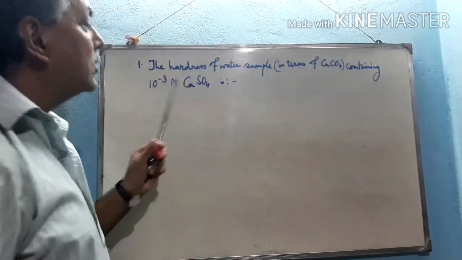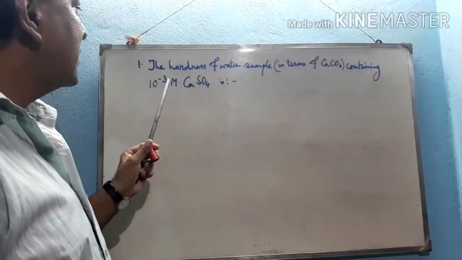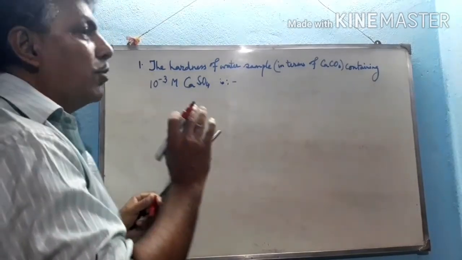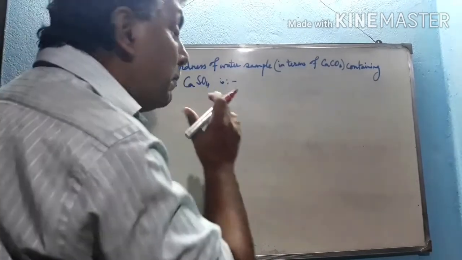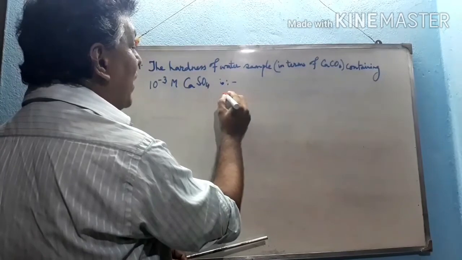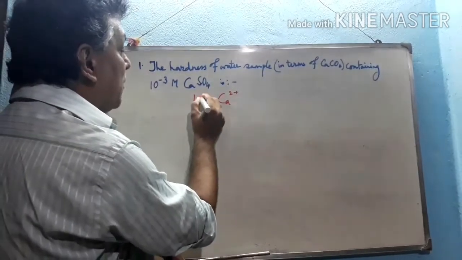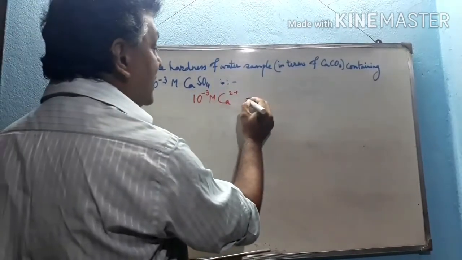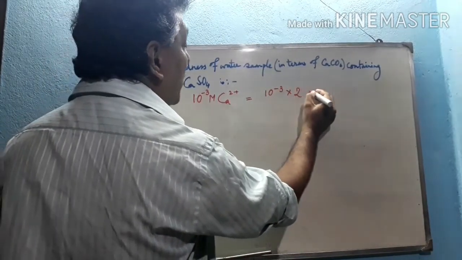Number one: the hardness of a water sample, in terms of calcium carbonate, containing 10 to the power minus 3 mole of calcium sulfate. We have to find the hardness of that water sample in ppm, parts per million. We know that in calcium sulfate the Ca2+ ion is present. So 10 to the power minus 3 molar calcium sulfate means 10 to the power minus 3 into 2 normal.